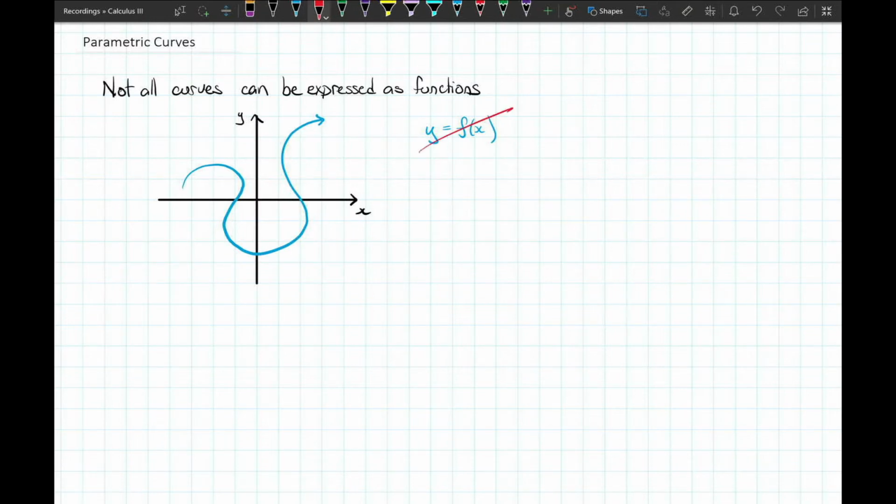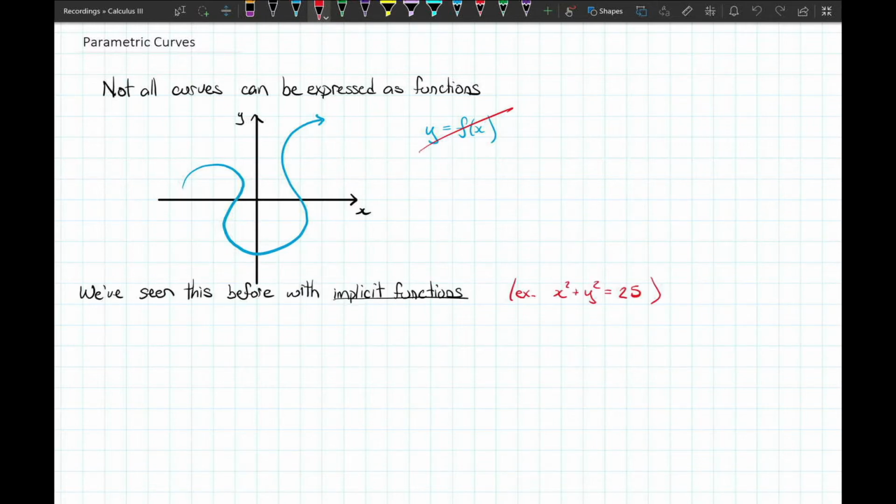And as I mentioned earlier, we've seen this kind of behavior before, even just with implicit functions such as a circle. Implicit functions will have an equation that relates x's and y's. And we may choose to think that y is dependent on x, but in order to get a value for y, we need to plug in an x and solve for y, which may or may not be possible. Now, what we're going to be taking a look at with parametric curves is a little different strategy.